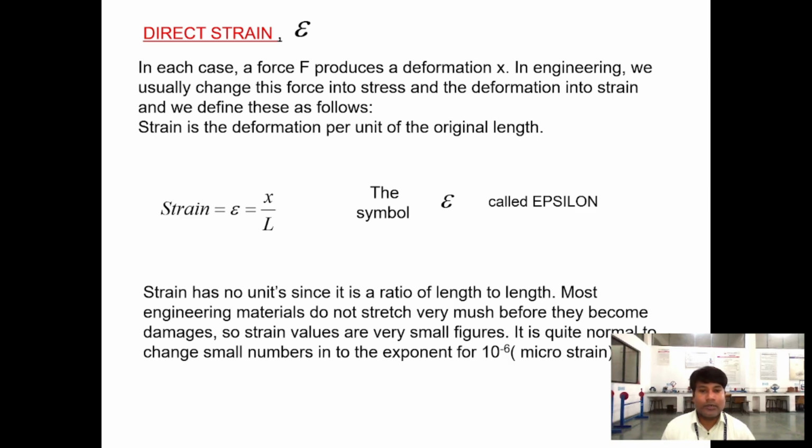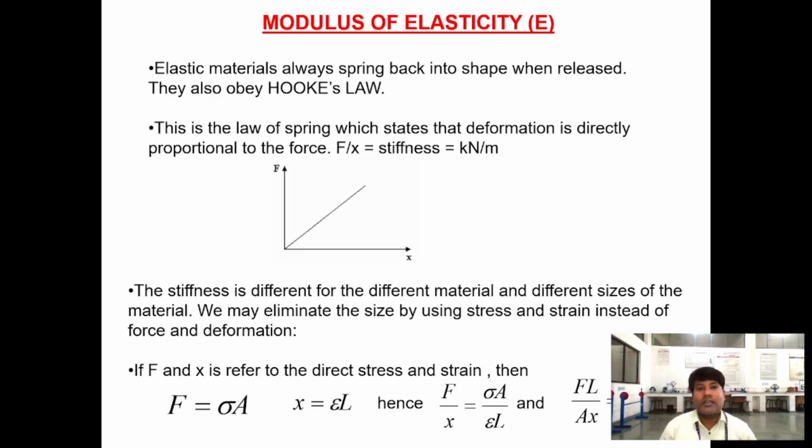Most engineering materials do not stretch very much before they become damaged, so strain values are very small figures. It is quite normal to change small numbers into the exponent form, 10 to the power minus 6, called microstrain. For example, if I consider this mobile and apply a force on it, the length of this mobile will increase. This much elongation, from here to here, is called the deformation, the change in length. The original length is this. That is strain.